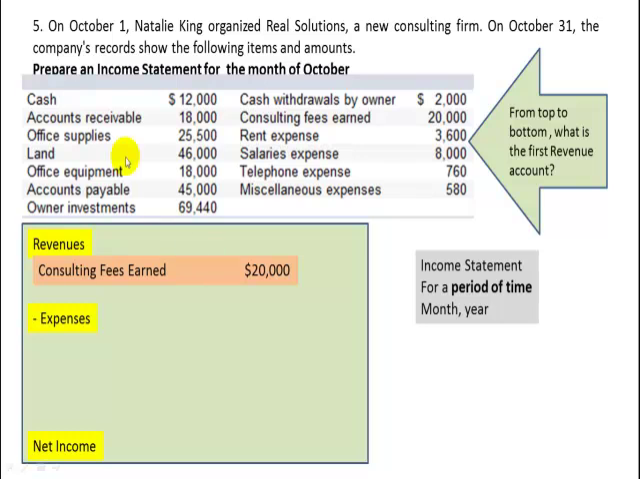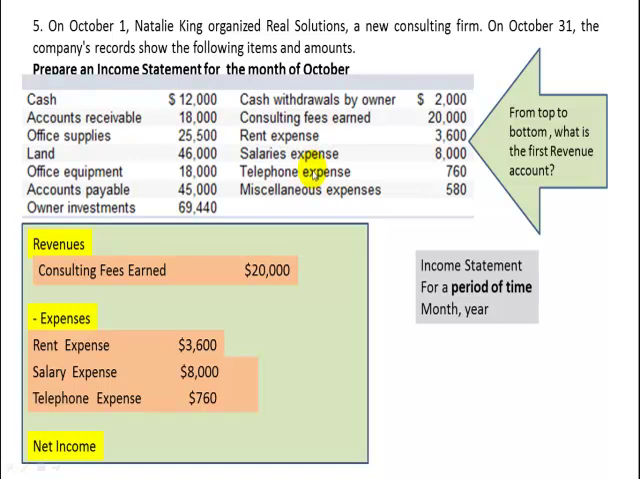Now the next question would be, on this list, what would be the first expense account? Well, the first one would be rent expense, which is right here, $3,600. Next would be salary expense, $8,000. Telephone expense, which would be $760, and then finally miscellaneous expense.